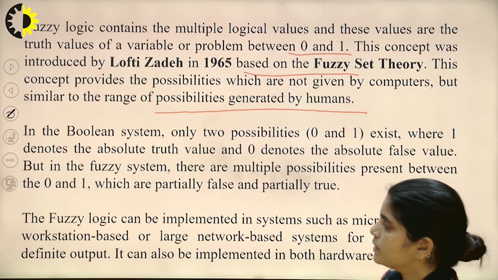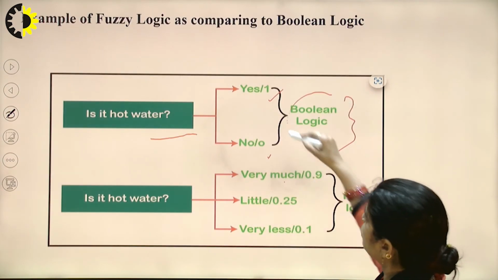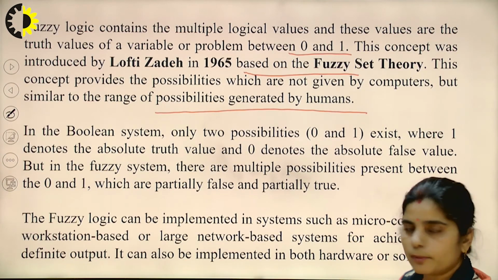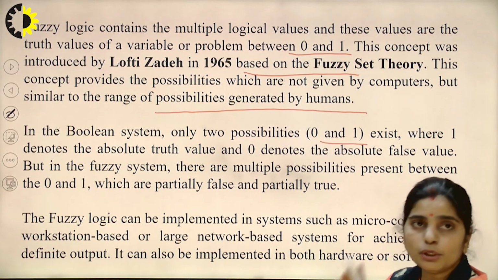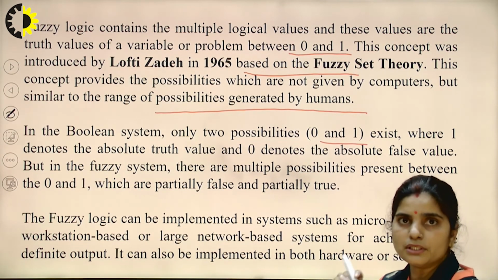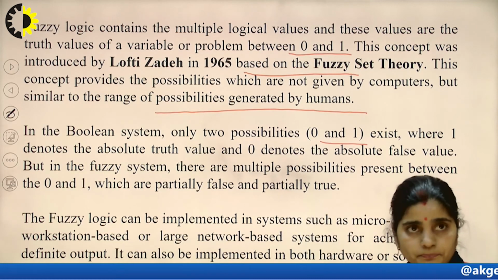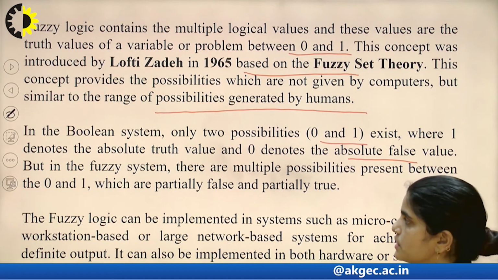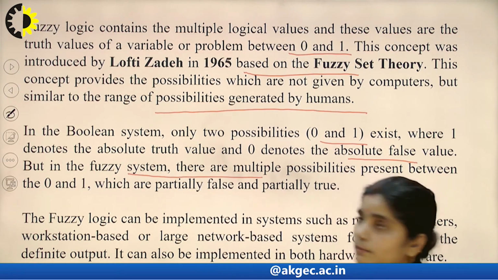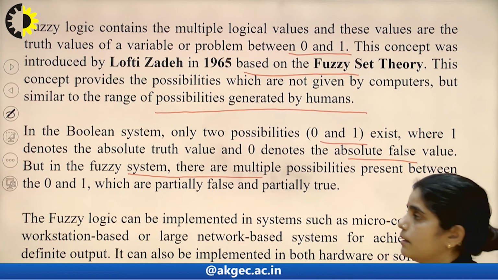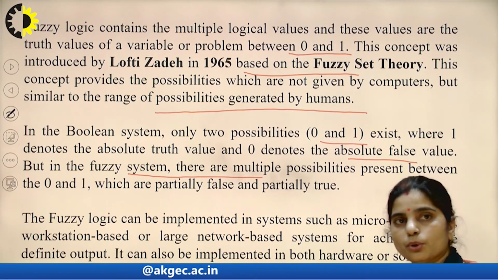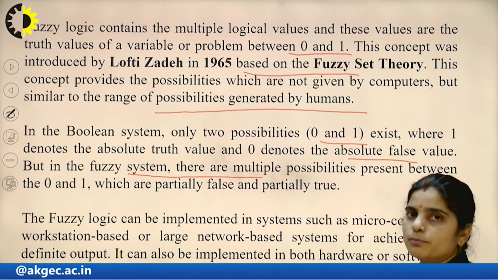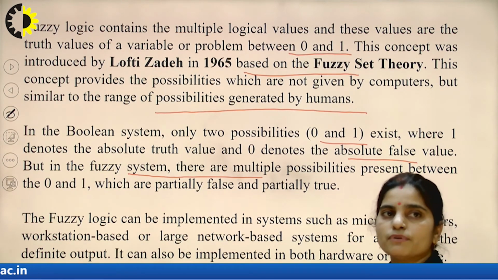So what we see in the previous example is that in Boolean logic we have only two ways to answer the particular problem, that is 0 and 1, meaning only two possibilities are there in the Boolean system, where 1 denotes the absolute true value and 0 denotes the absolute false value. But in the fuzzy system, there are multiple possibilities which can be present between 0 and 1, meaning partially false and partially true. These values can also be represented with the use of the fuzzy system.